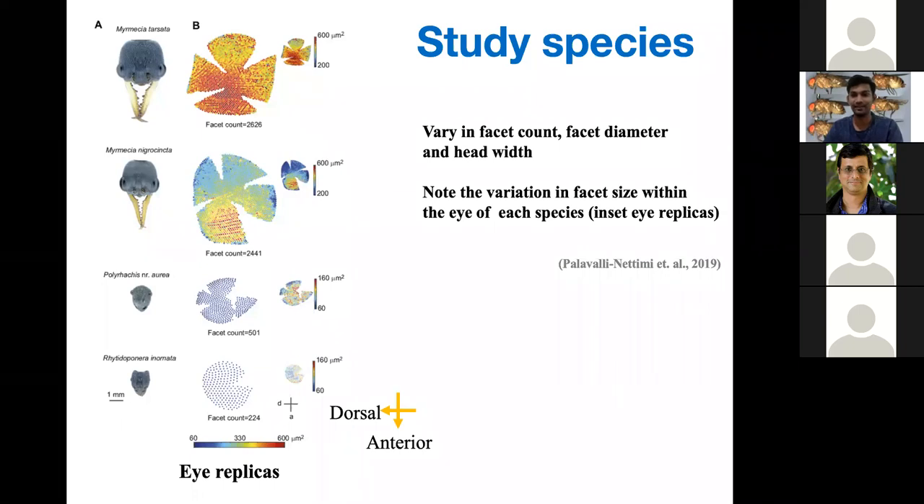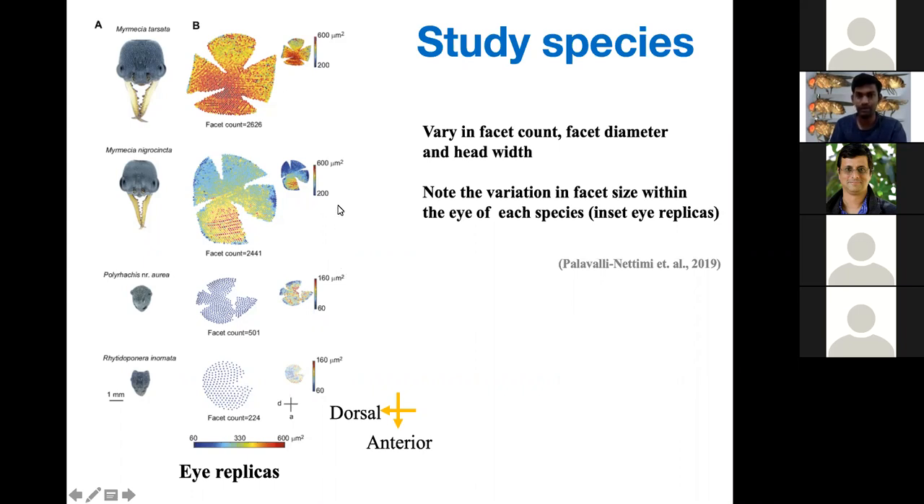But again, as Sanjay mentioned, one of my lab mates has written software which can do this automatically. But what you see here is that with decreasing head width of the ants, the number of ommatidia or facets also decreases. And the size of the ommatidia also decreases, as you can see here.